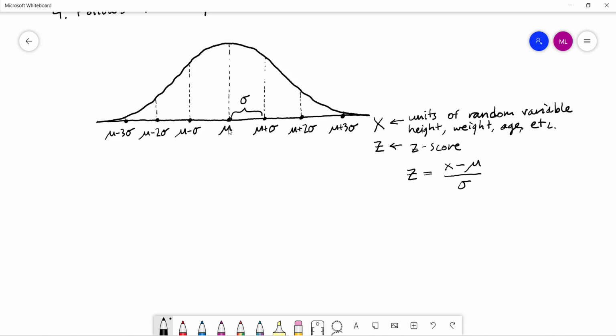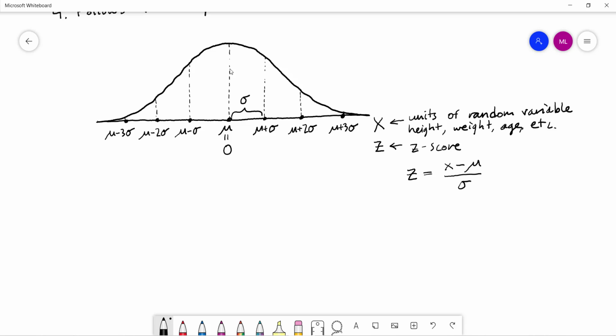It's the average value. What happens if I plug mu in for x here? Well, then I'd get mu minus mu. Anything minus itself is always going to be 0, and then I divide by sigma. So regardless of what sigma is, take 0 and divide it by some number, and this is going to be 0. The z-score corresponding to the center of our curve, the average value, is always going to be 0.